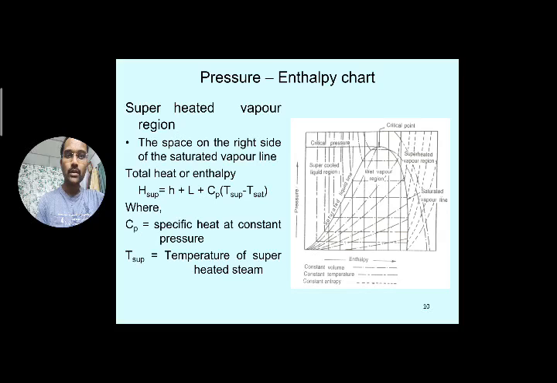T sup is the temperature of superheated steam. T sat is the saturation temperature at the given pressure. T sup, short for superheated, in terms of steam, or here it can be taken as refrigerant, is the superheated refrigerant temperature. T sat means the saturation temperature at the given pressure of that particular refrigerant. So this is the formula for the total heat or enthalpy in the superheated region: h plus L plus Cp into T sup minus T sat. Here the dryness fraction is not present. Why? Because it is completely in the form of vapor.